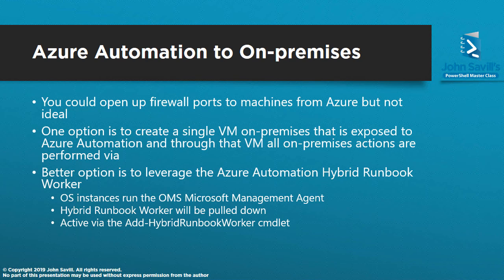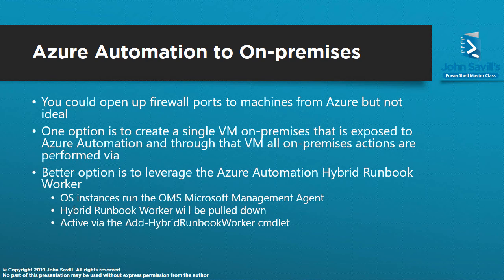And then when there is something it should be doing, well, it will then go and run the commands against the machines on its local network. So now Azure Automation's reach has been expanded to anything that runbook worker can talk to. So I could run a whole set of actions against my on-premises machines as well.